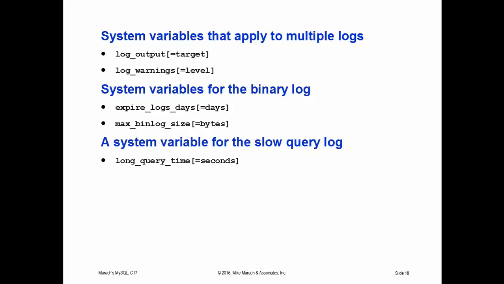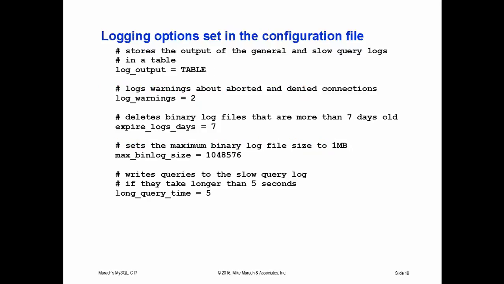Notice there are system variables for the binary log. The first one deletes binary log files that are more than a specified number of days old. The default on that is 0, which means don't delete files. The max sets the maximum size of the binary log. The default is 1 gig. Finally, that system variable that's there for the slow query log sets the number of seconds that define a slow query. Again, remember a slow query is one that's taking too long to execute. The default is 10 seconds. And there are some examples here of how that's indeed used.